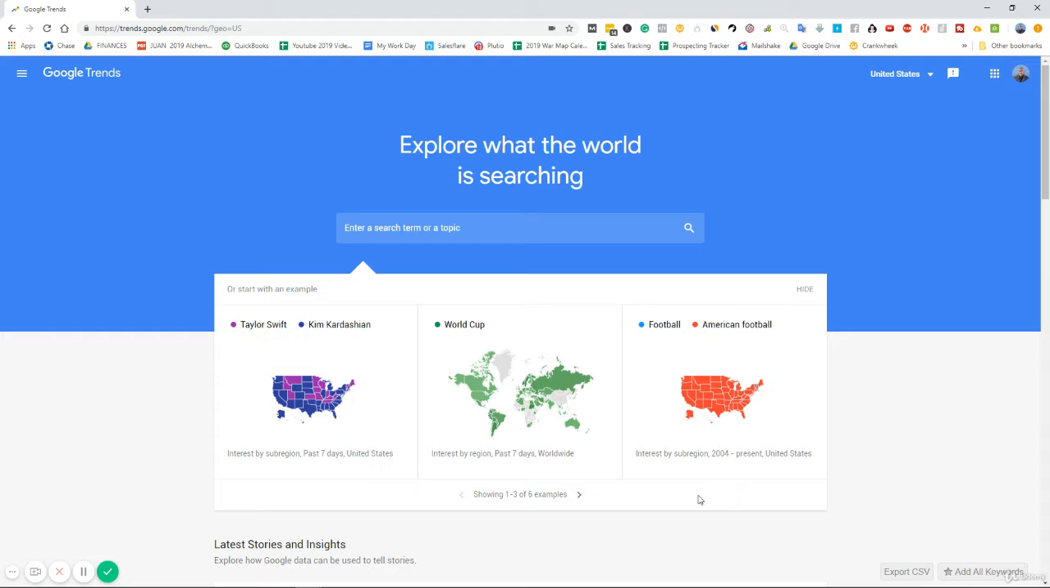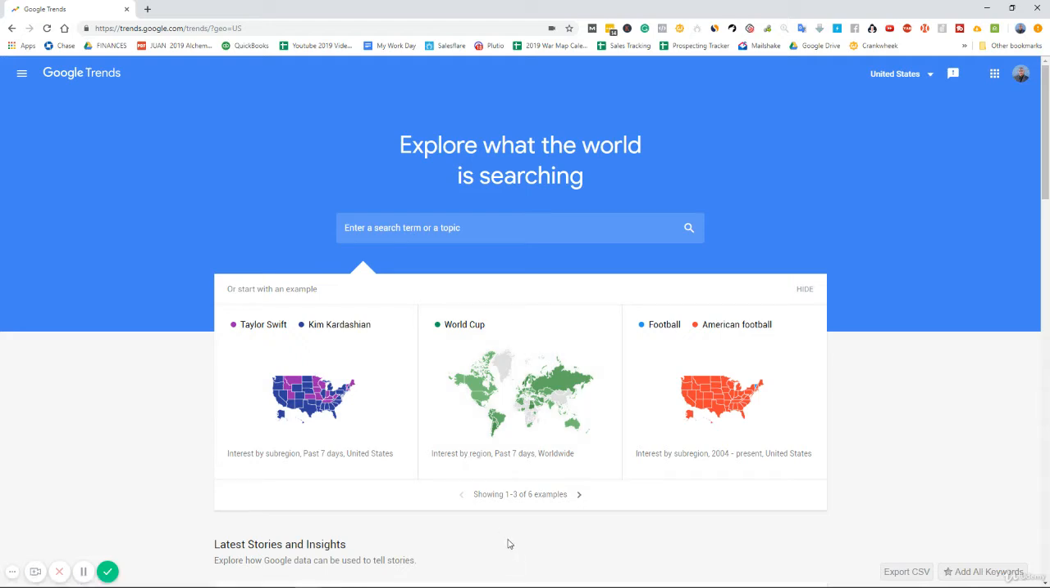So first things first, I want to give you an idea of what Google Trends is really about. This is a good tool if you have a product, a service, or a website you're looking to promote, and you're trying to figure out what people are searching, what the latest trends are, what people are really interested in, what's popular, and what's trending right now in the actual searches through Google. Like for example, here Kim Kardashian and Taylor Swift are some of the most searched terms.